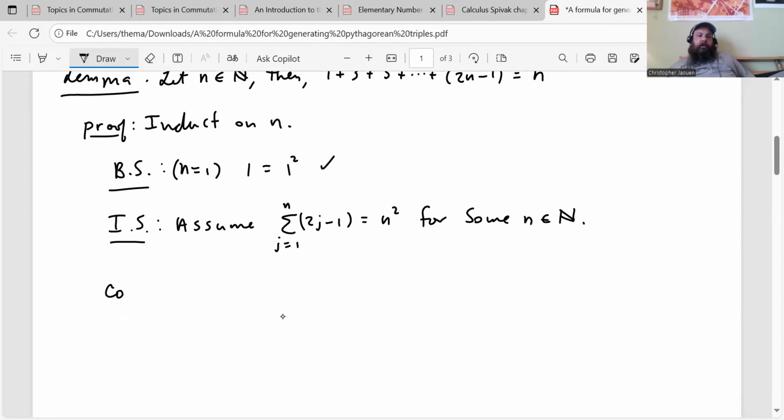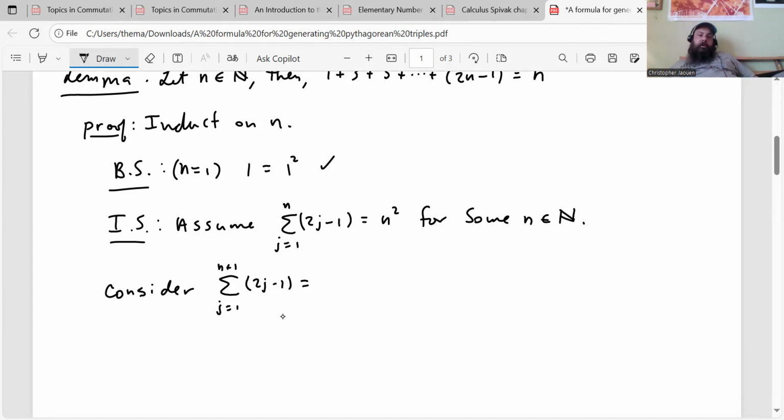So consider the sum j going from 1 to n plus 1 of 2j minus 1. Now, again, I'm not going to assume that that's equal to n plus 1 squared. I have to show that it is, right? You can't assume it because then that's circular reasoning. But let's show that under the inductive hypothesis, the formula still works for n plus 1.